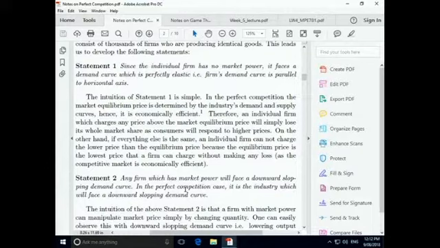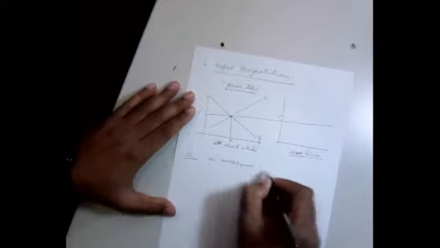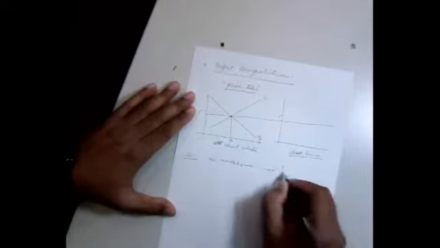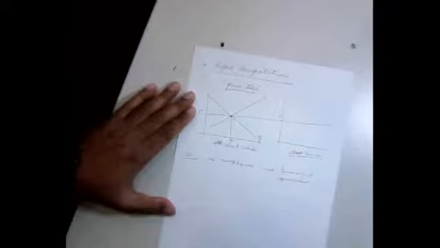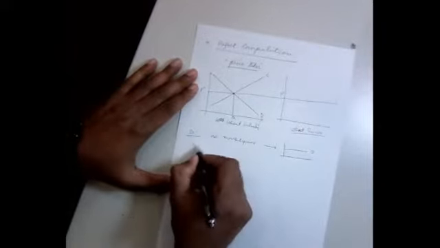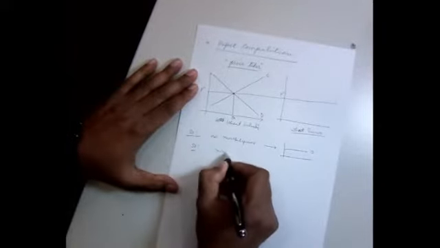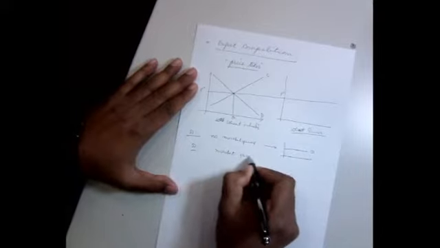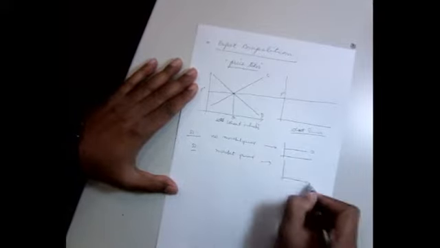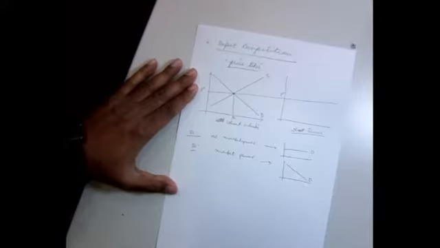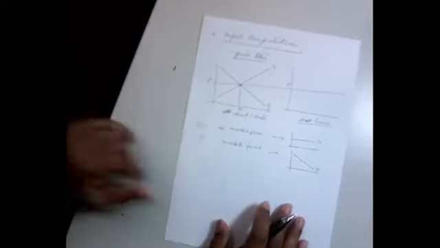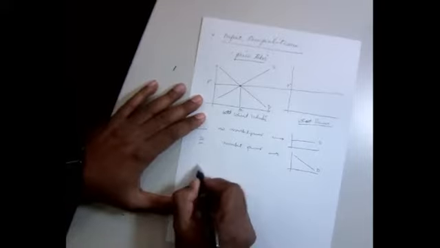So here's the proof. Statement 1 says when someone has no market power, the demand curve the firm faces is just like this. And statement 2 says when the firm has market power, then the demand curve it faces is a downward sloping demand curve. Now I'm going to prove it. So let's start with the downward sloping demand curve.